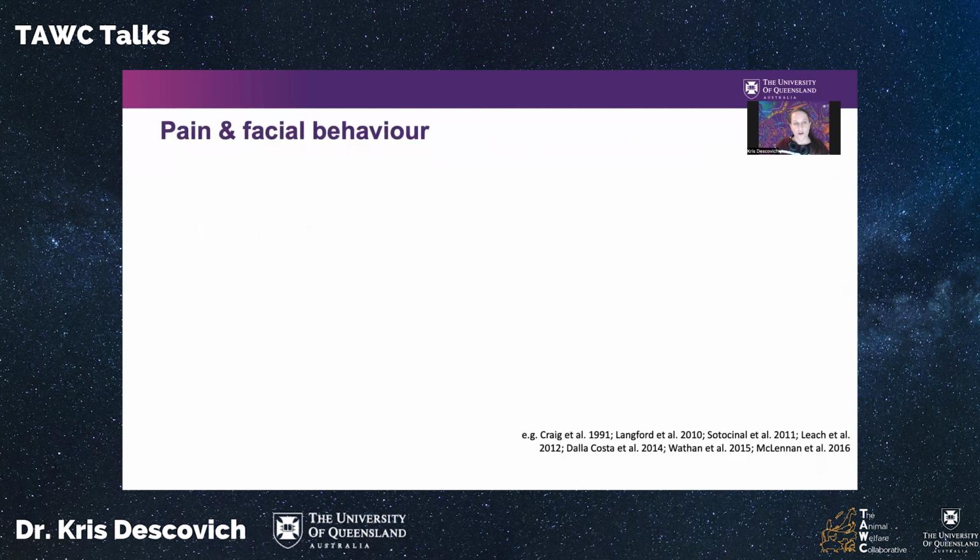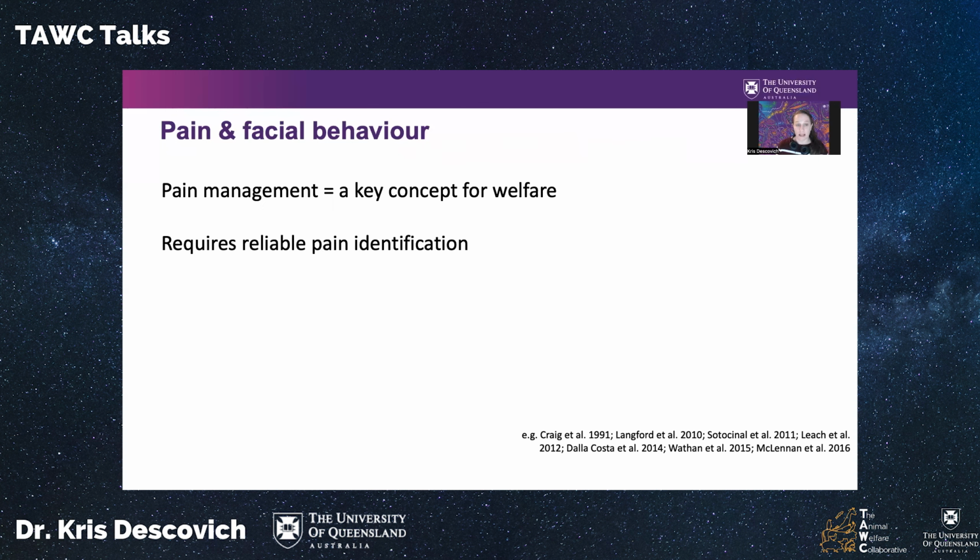Now, a really important context for animal welfare and facial expression is the context of pain. Now, of course, an animal that's in pain is not an animal that has good welfare. And pain management is a very key concept for high welfare animal management. But it requires us to be reliable in identifying pain because we may know an animal is just not feeling themselves, but we may not be able to know necessarily whether that's pain or nausea or fear.